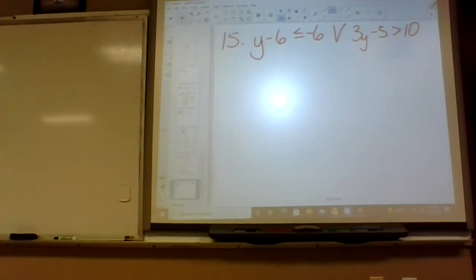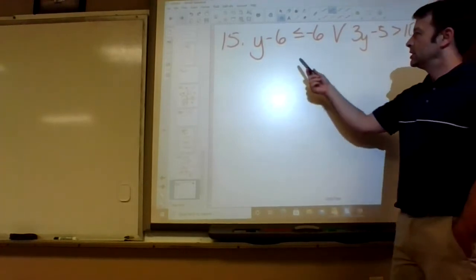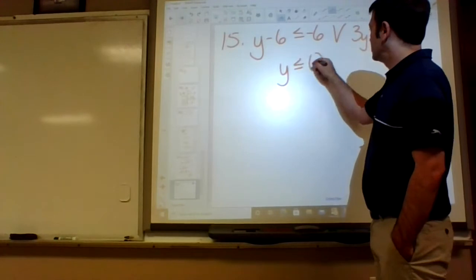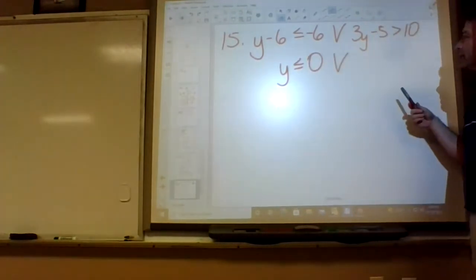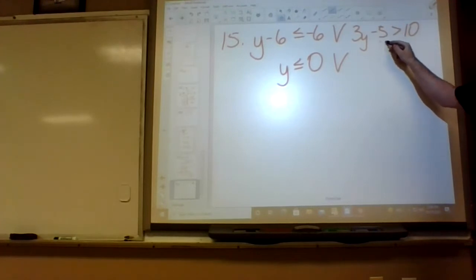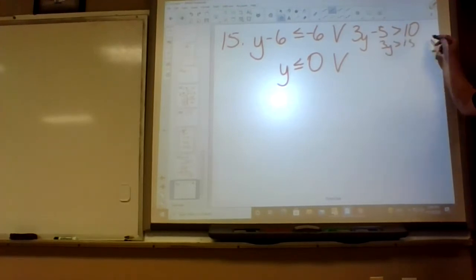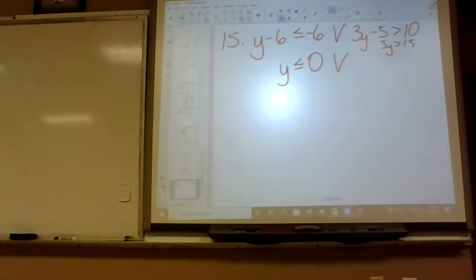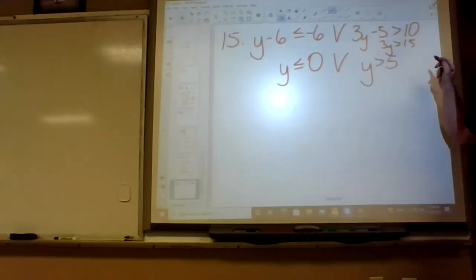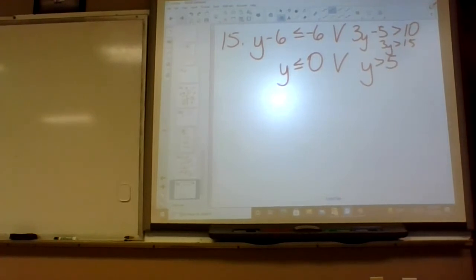All right. What do we need to do to the left side? Add 6. What's negative 6 plus 6? 0. Or what do I do to the right side? Add 5. 7 plus 5 is 15. Divide by 3 is 5. Okay. Just like yesterday, when you do these on the evens, you can just stop right here.